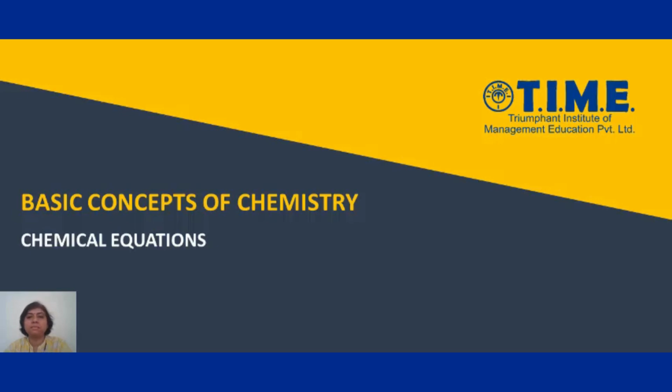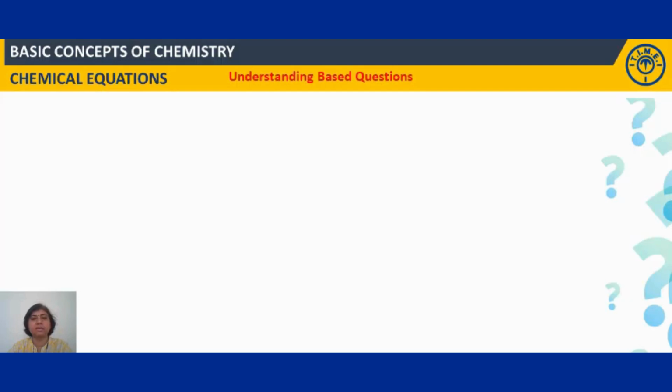Now we will discuss some understanding based questions which will help develop a better understanding of the concepts of chemical equation. Fine. So let's start. The first question of this section is: calculate the molecular masses of the following. Already you have worked on such type of questions. Again we will do some more for practicing.